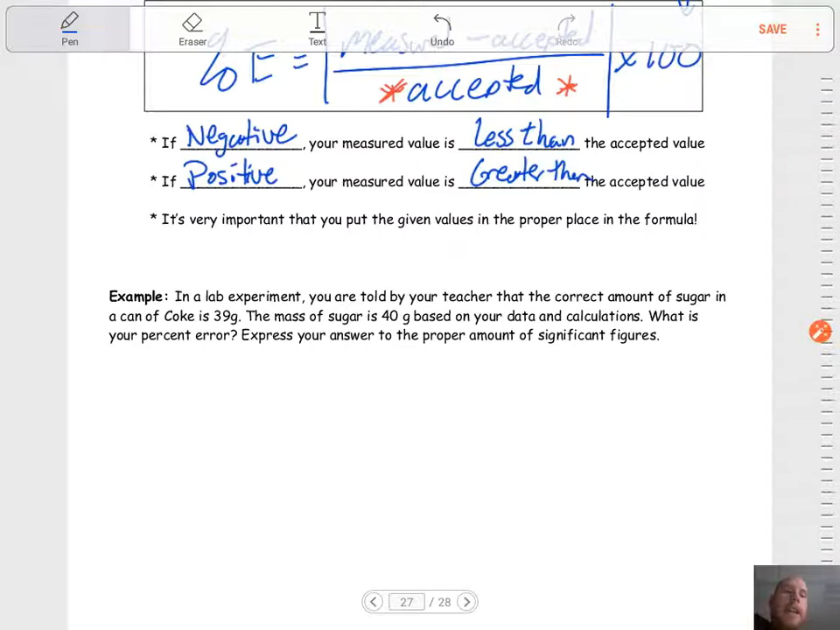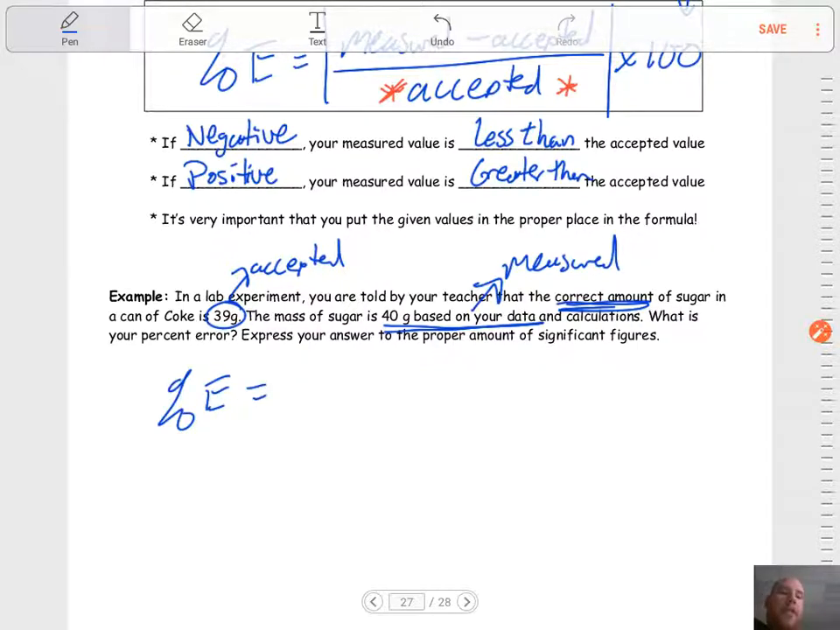It says, in a lab experiment, you're told by your teacher that the correct amount of sugar, notice there's that, in Coke is 39 grams. The mass of sugar is 40 grams based on your data. Okay, so here's the correct or accepted. And as I read through a word problem, guys, this is just a good technique to keep things organized. So this would be my measured value. What's the percent error? So now we figured out our pieces. It's just plug and chug from here.